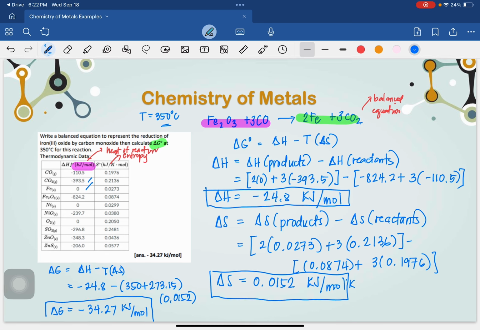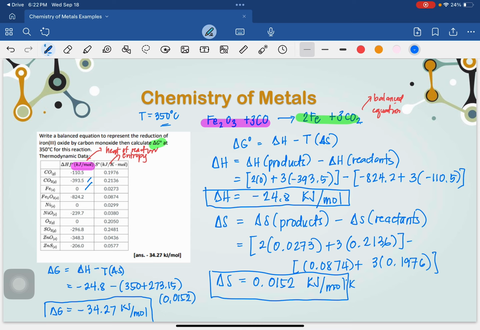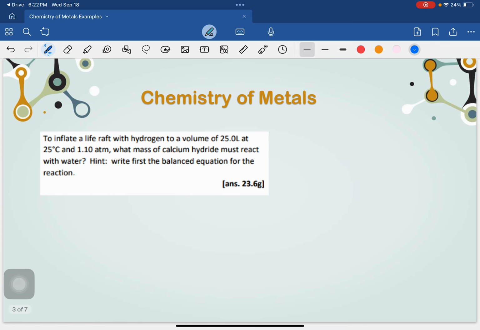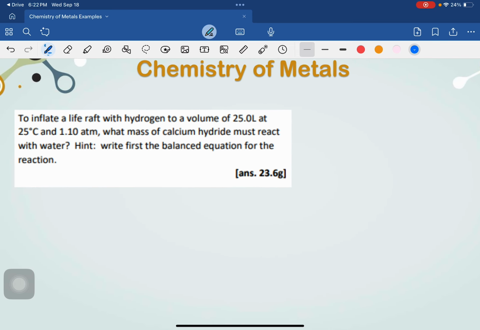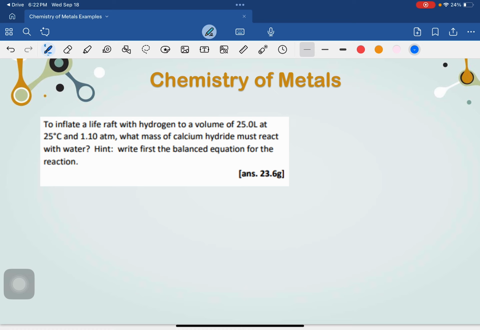Okay, now maybe we can proceed to another one. So we have another problem. Let's just read the problem. It says, to inflate a life raft with hydrogen to a volume of 25 liters at 25 degrees Celsius and 1.10 atm, what mass of calcium hydride must react with water? And there's a hint given to help us solve the problem.